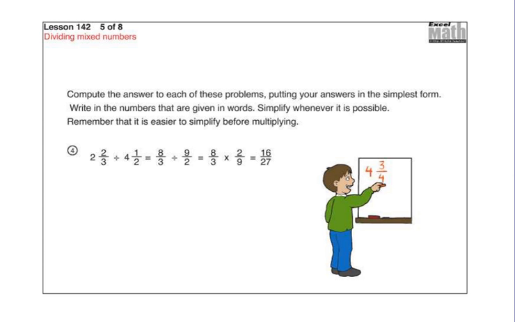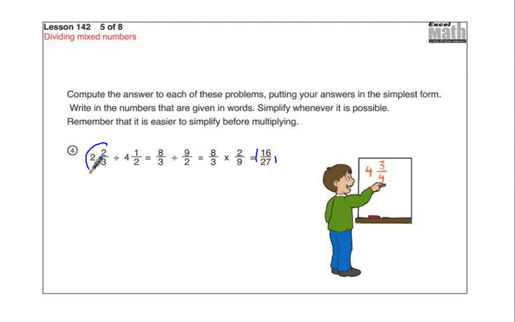All right. Number 4, it says compute the answer to each of these problems, putting your answers in the simplest form. That means your answer has to be simplified, reduced. Write in the numbers that are given in words. Simplify whenever it is possible. Remember that it's easier to simplify before multiplying. That means it's easier to cross-reduce before you do the multiplication problem.